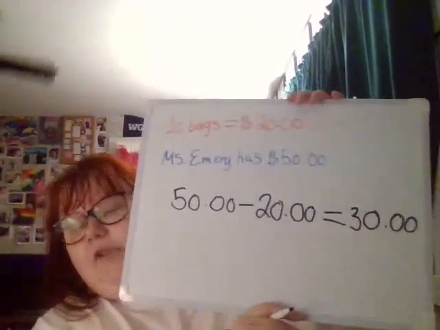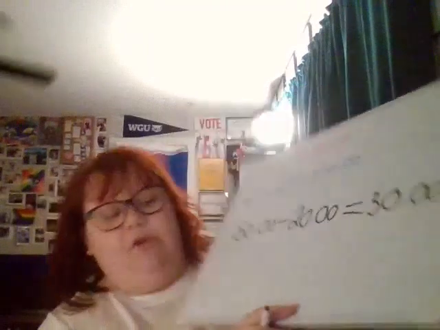So now that we know Miss Emery has $50 and for all 10 bags it's $20, we now need to subtract. Well, 0 minus 0 is just 0. And 5 minus 2 is 3. So Miss Emery will have $30 left after buying 10 bags of cat food for Charlie. And so that is how you model that type of problem.